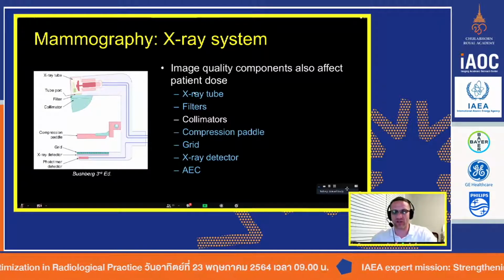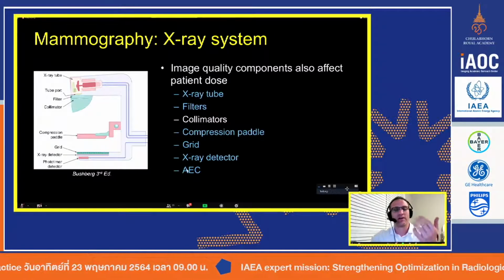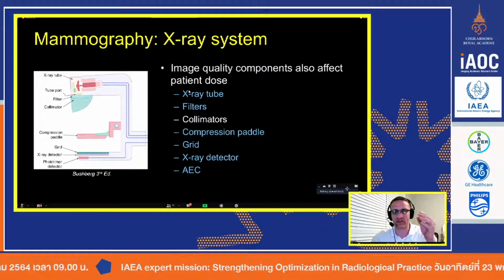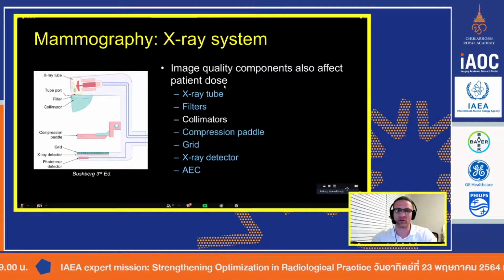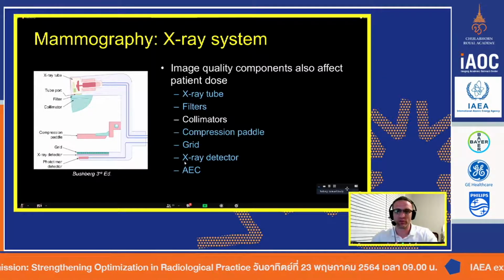When we talked about imaging, we talked about the various different factors that go into creating an image. And so the values shown here in blue, we talked about for image quality. No surprise, of course, the same factors that affect image quality will also affect patient dose. So we're going to talk about each one of the values shown here in blue.